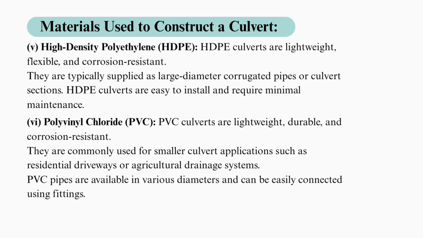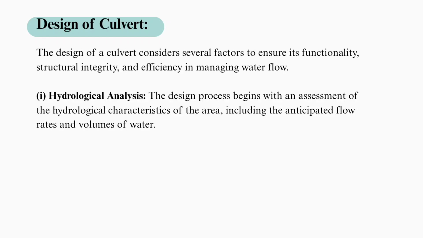The next point is design of culvert. The design of a culvert considers several factors to ensure its functionality, structural integrity and efficiency in managing water flow. So there are many points like hydrological analysis, hydraulic considerations, structural design, inlet and outlet design, site conditions, and construction and maintenance considerations. So considering all these points we can design culverts. We'll take all these points in detail one by one.